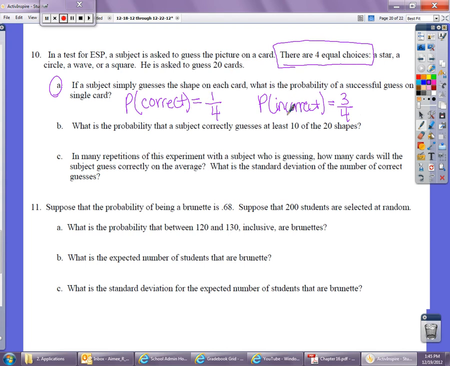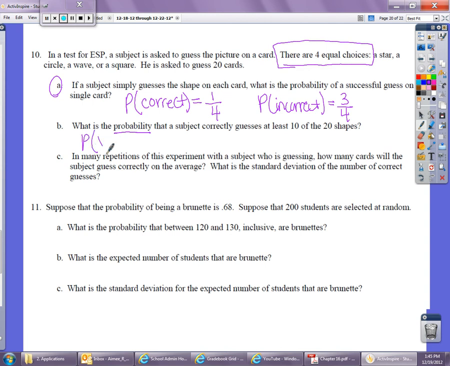Each guess is independent of the next. You have 20 cards you're taking, with the same probability of 1/4 for each card that you guessed correctly. So this is a binomial model. Again, don't forget to write your probability statement.